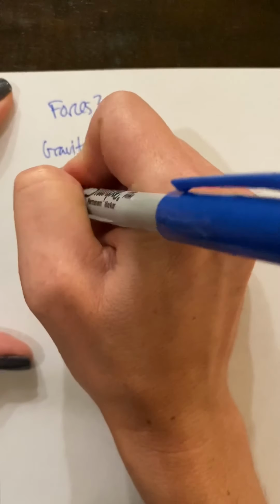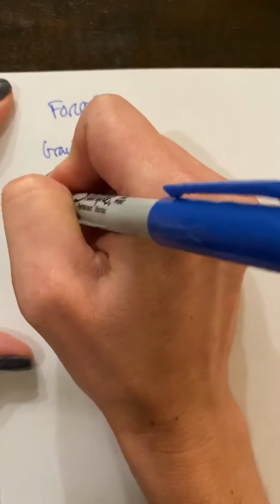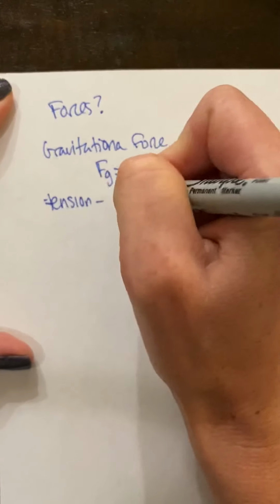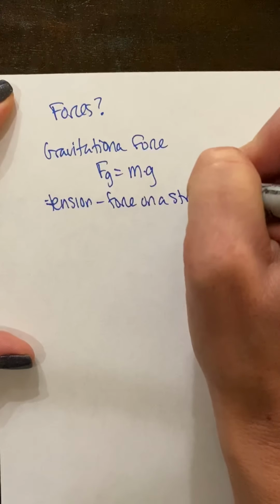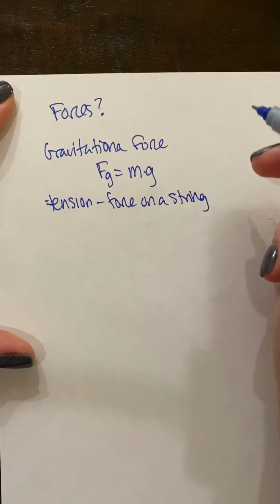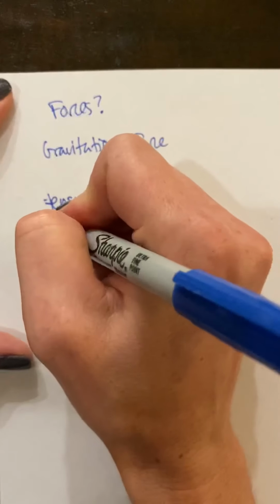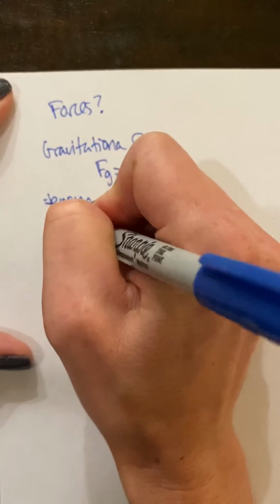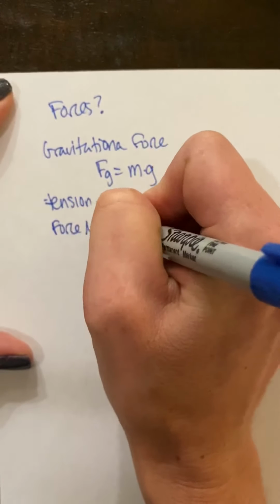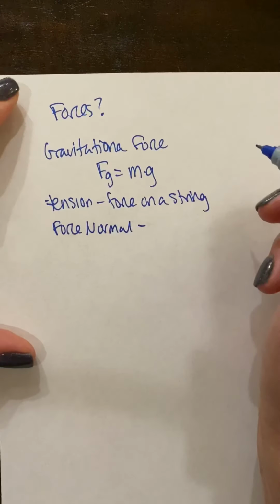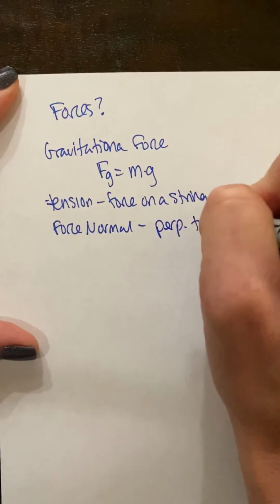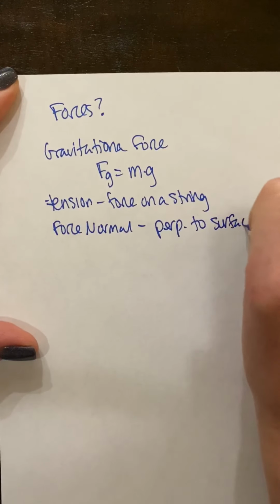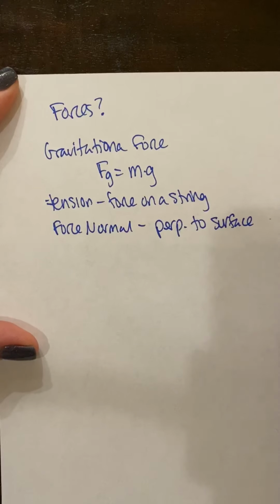You could have tension. This is the force on a string. If you have a string, you have a tension force. There is a force normal. This is a surface force. It always acts perpendicular to the surface. If you have a surface, you have a normal force.